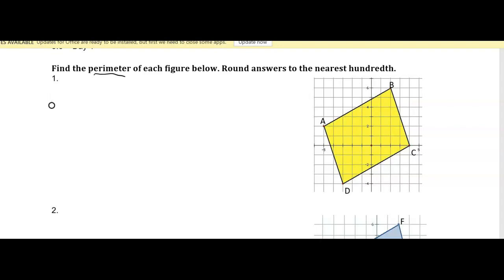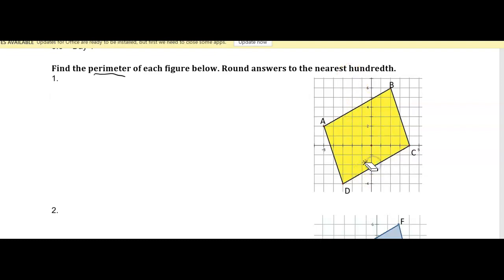So it wants you to find the perimeter of each figure below, and then it says round your answers to the nearest 100th, which will be our second decimal place. So perimeter-wise, it's just adding up the lengths of all these sides. So we want to know what's the length of the side from A to B, what's the length of side BC, CD, and so on, and then we just add all those up.